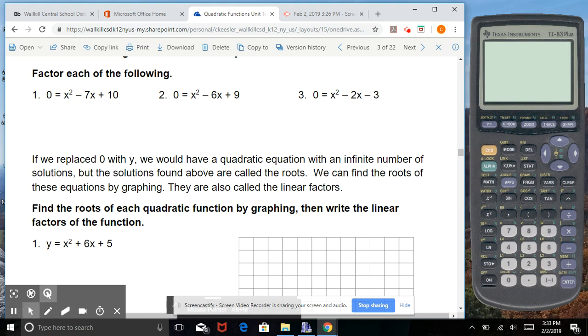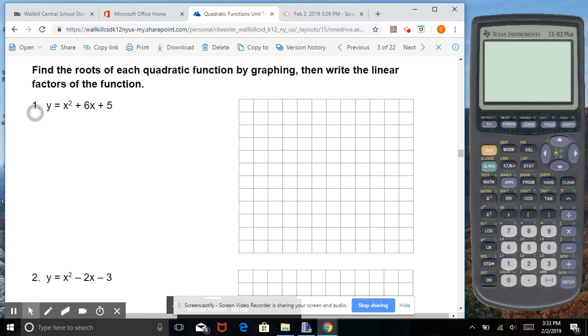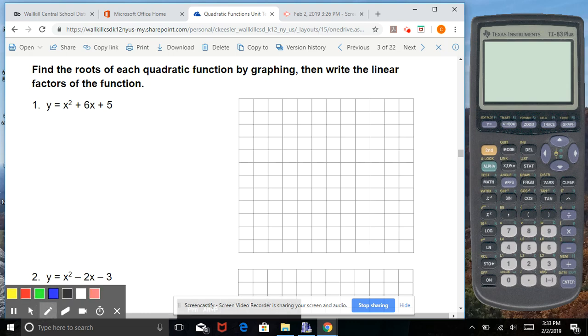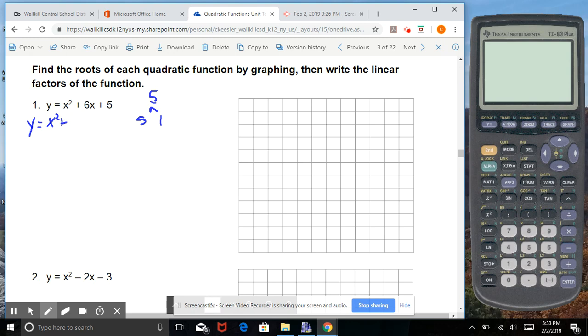So if we take a look at this first one, and I'm only going to do one example with you, and then you're going to do the rest on your own. We have y equals x squared plus 6x plus 5. So right away we can start by factoring. We need factors of 5 that have a sum of positive 6, so that would be 5 and 1. So this would be factored as y equals x squared plus 5x plus 1x plus 5.